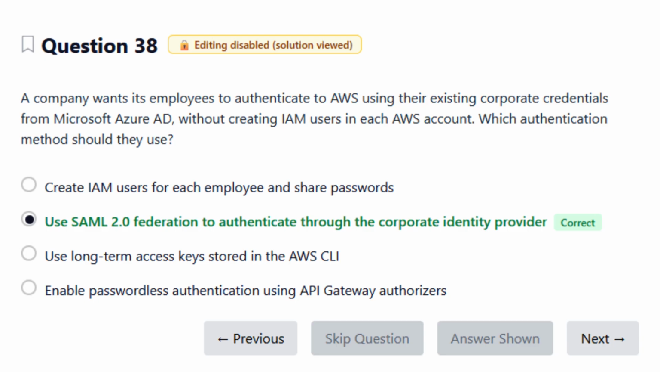Why the others are incorrect? Creating IAM users and sharing passwords is insecure and not scalable. Long-term access keys are not meant for human authentication. API Gateway authorizers are for application access, not workforce login. SAML federation is the AWS best practice for centralized, secure workforce authentication using existing corporate identity systems.